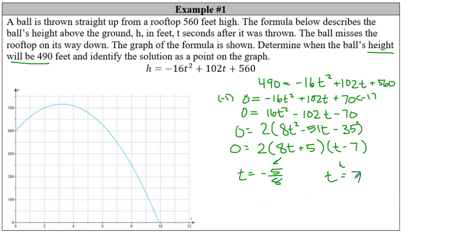So now this is where that part that I talked about where we want to figure out within context of the problem, is this a solution? Okay, remember t is describing time, right? Okay, so if this first solution here is -5/8 seconds, can we have a -5/8 seconds? No, we cannot. So this definitely cannot be a solution. So that means this one right here is going to be our solution. So let's go ahead and check this, because they actually did give us the graph in this problem. This is saying that the ball will be 490 feet at 7 seconds.